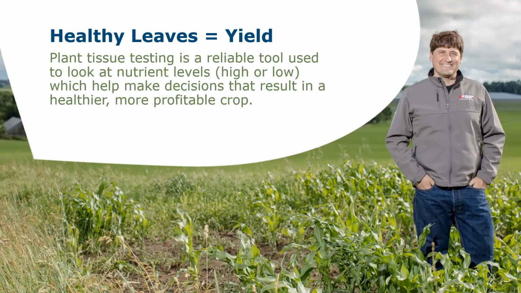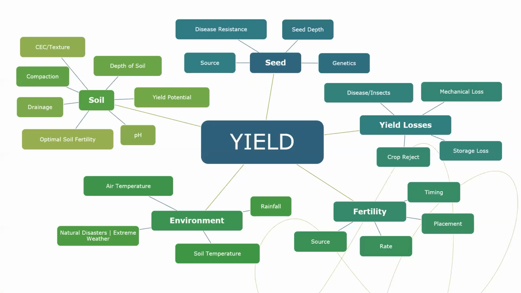But producing yield is really complex. Take a look at this diagram showing some of the many factors that you may be able to control, like fertility, seed placement, seed genetics, and some that you can't control, like weather extremes.